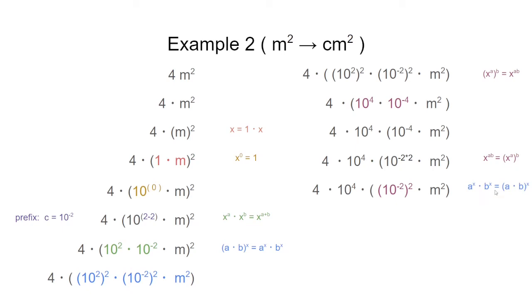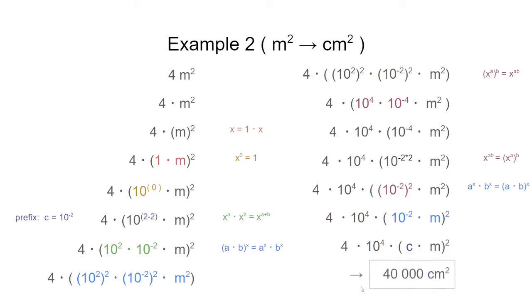Then we will use the distribution of the exponent into the parentheses here in reverse. So we'll take the 2's out and put it here as an exponent. And we get this. Now we can identify that 10 to the power minus 2 is the value for our scalar prefix here. That's the c, centi. Now we have the form centimeters squared. We perform the maths and that is 40,000 square centimeters, which is correct.